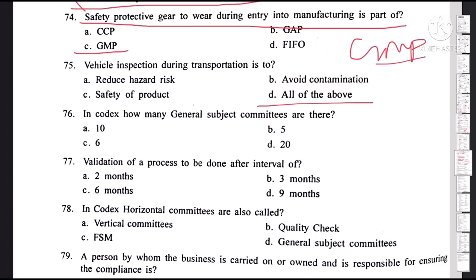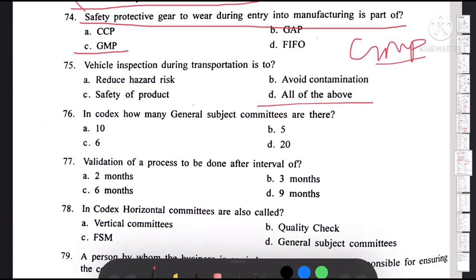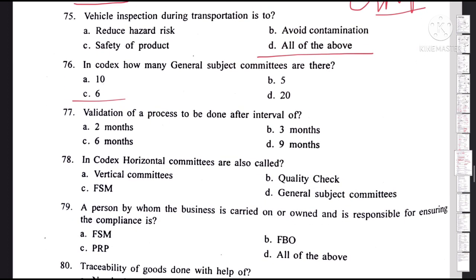Next, codex: how many general subject committees are there in codex? 10, 5, 6, or 20. So in codex there are 6 general subject committees. Okay. Next, validation of a process to be done after an interval of: the options are 2 months, 3 months, 6 months, or 9 months. So validation of a process is to be done after an interval of 3 months.